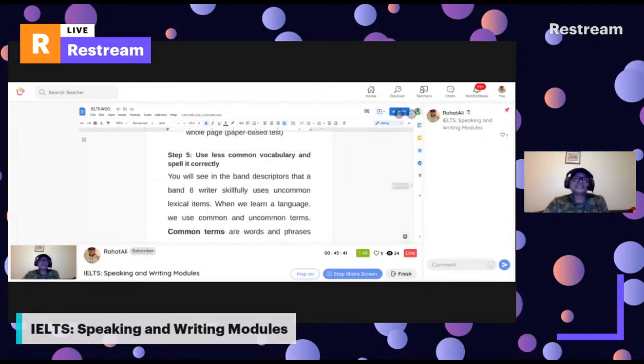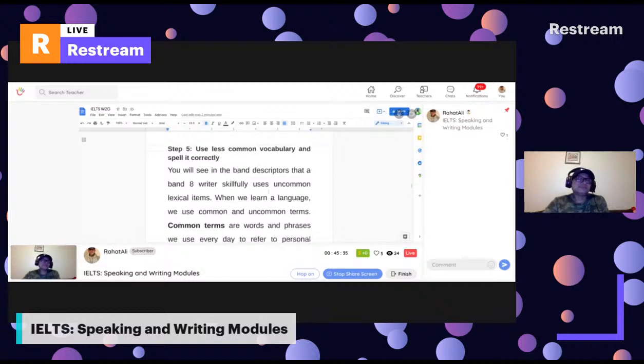Step 5, use less common vocab and spell it correctly. What does it mean, less common vocab? Because in academic writing, you need to show your capability, you have to demonstrate that you're a knowledgeable person. You must use academic vocabulary, some standard vocabulary, but make sure you spell it correctly and write the correct sentences. You'll see in the band descriptions that a band 8 writer skillfully uses uncommon lexical items.